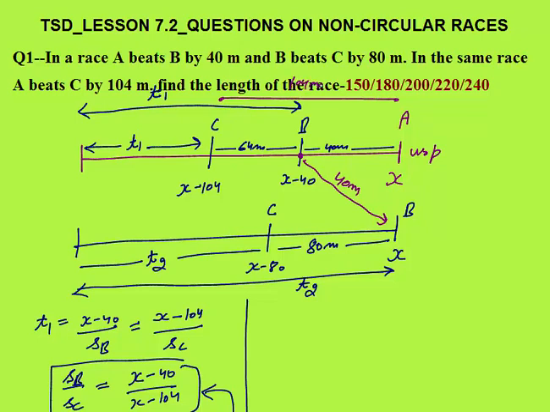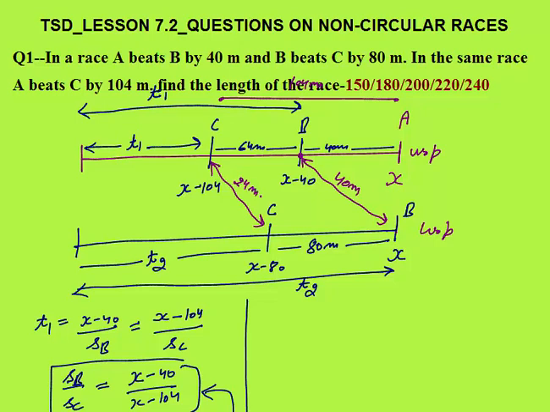Now C is 80 meter behind. It means that in any particular time when B covered 40 meter, B came from here to here, B covered 40 meter. In the same time, C covered how many meters? C was 104 behind the finishing line. Here C is only 80 meter behind the winning post or finishing line. So C covered only 24 meter.